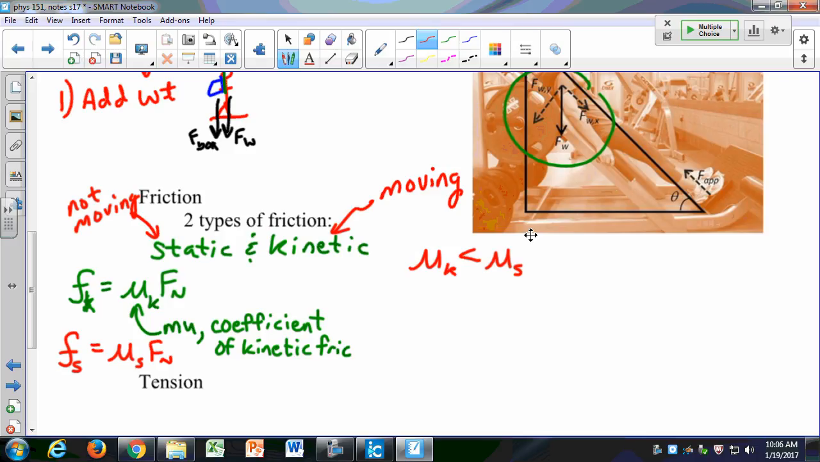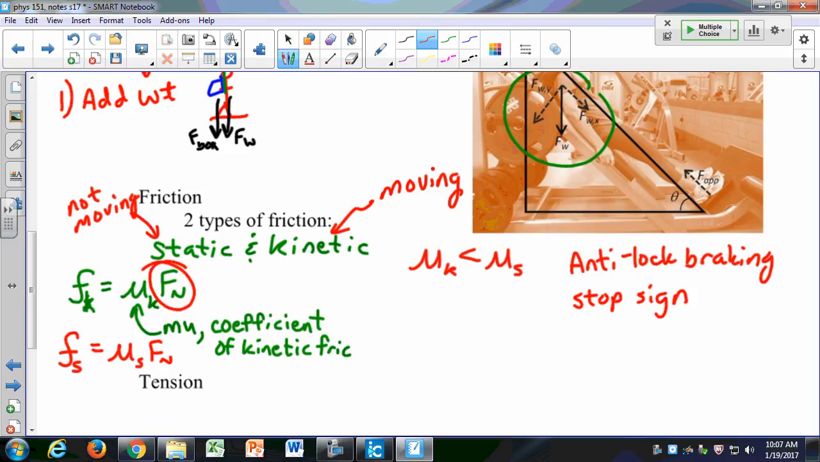All right. So that's friction. Kinetic friction is smaller than static friction. This is the idea behind anti-lock braking systems. And also stopping at a stop sign. All right. Another thing, notice that the frictional force is dependent upon the normal force as well. Let's see here.